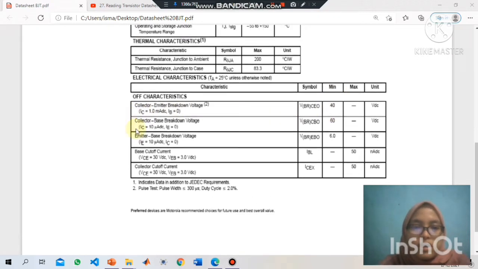The next one is the collector base breakdown voltage, V(BR)CBO, with the emitter open. The minimum breakdown voltage for the collector base is 60 volt. The third one is the emitter base breakdown voltage. The symbol is V(BR)EBO, which means emitter base with the collector open. So the minimum breakdown voltage for emitter base breakdown voltage.